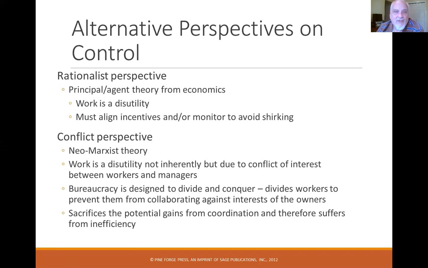This conflict theory really has a conflict between the organization and the workers, and some of our workplaces represent that, some don't.